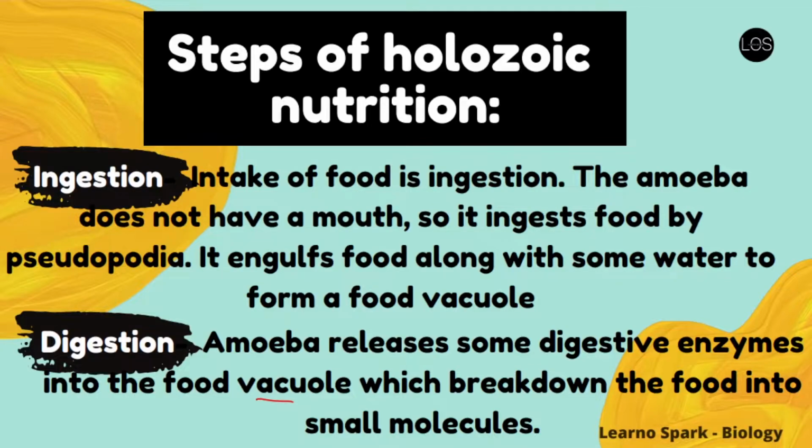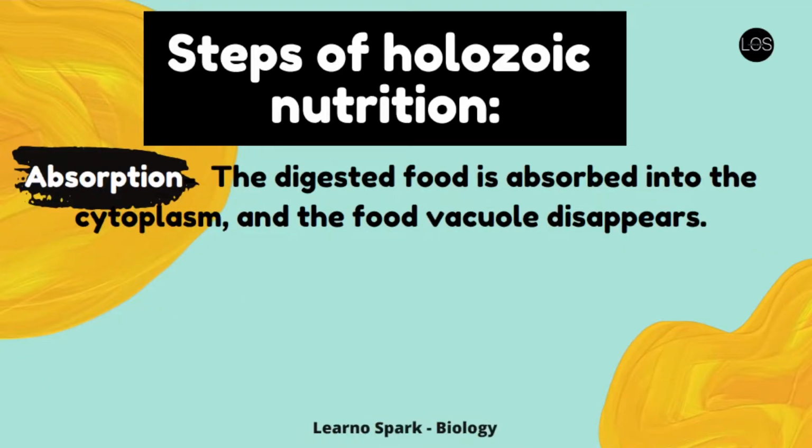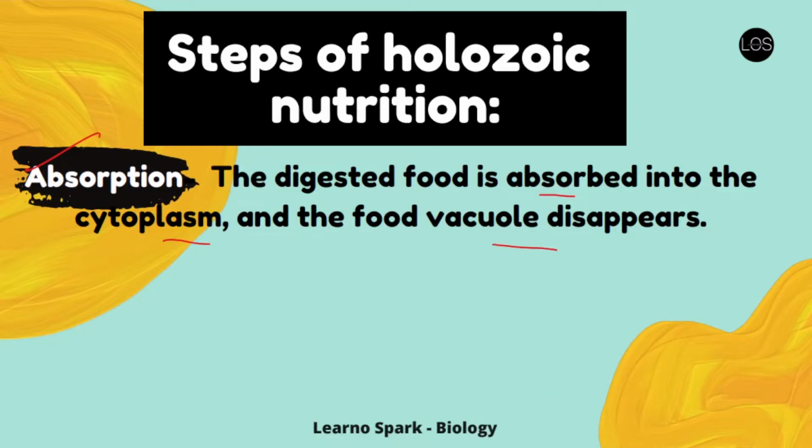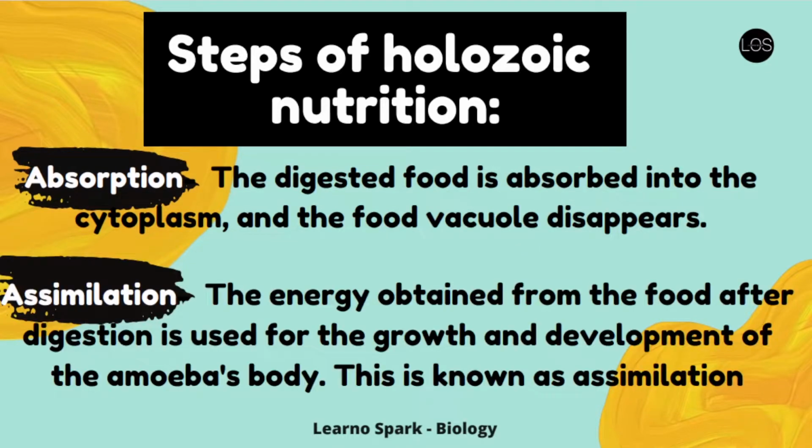Moving on with the next step, that is absorption. The digested food is absorbed into the cytoplasm and the food vacuole disappears. After digestion, the absorption process takes place. So whatever food has been digested is absorbed into the cytoplasm, and after that the vacuole disappears. The next step is assimilation.